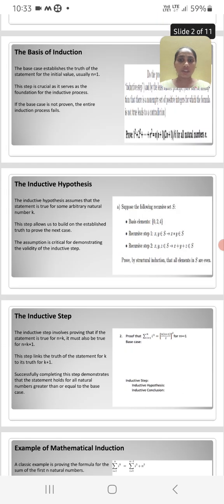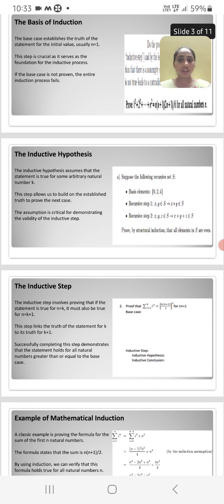And then the inductive hypothesis assumes that the statement is true for some arbitrary natural number k, and this step will allow us to build on the established truth to prove the next case. The assumption is crucial for demonstrating the validity of the inductive step.